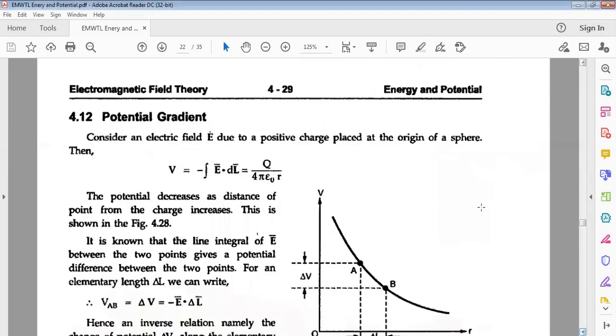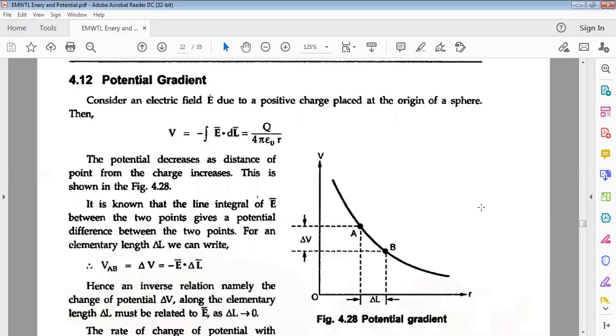Gradient. Potential gradient. You can also derive it by using the potential equation, V equals minus integral of E bar dot dl bar. V at a point due to a point charge Q is Q by 4 pi epsilon naught R, which is considered an electric field E bar due to the positive charge placed at the origin of a sphere. Then V is equal to minus integral E bar dot dl bar, or Q by 4 pi epsilon naught R.